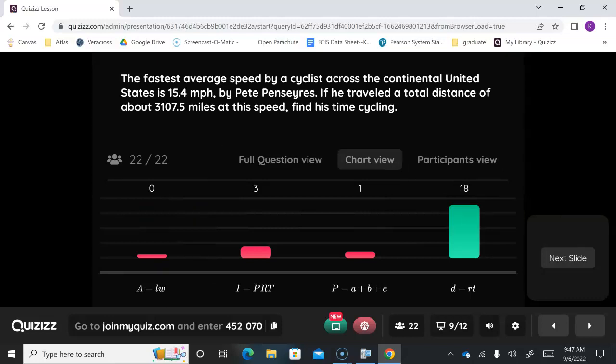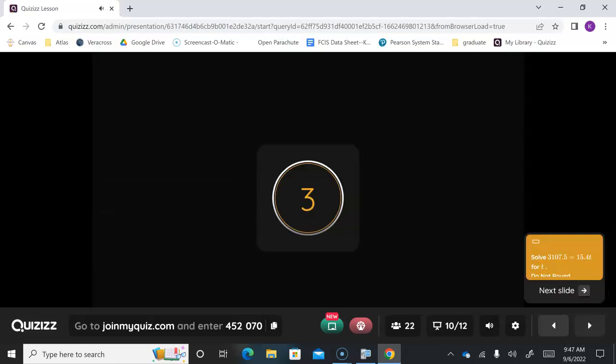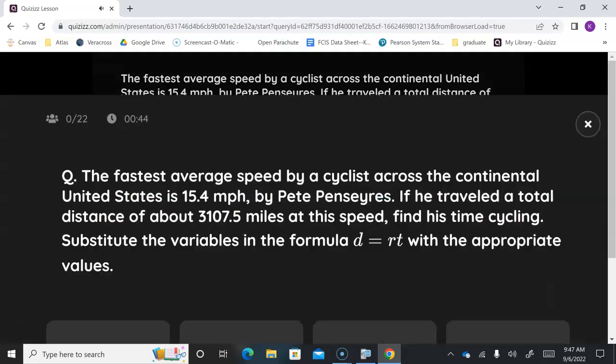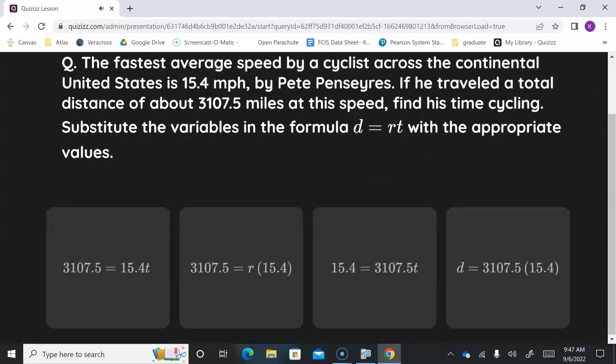Okay? So now what we're going to do is we're going to take those numbers and we're going to plug it into that formula. Tell me which one does it correctly. Tell me which formula plugged in those values correctly.